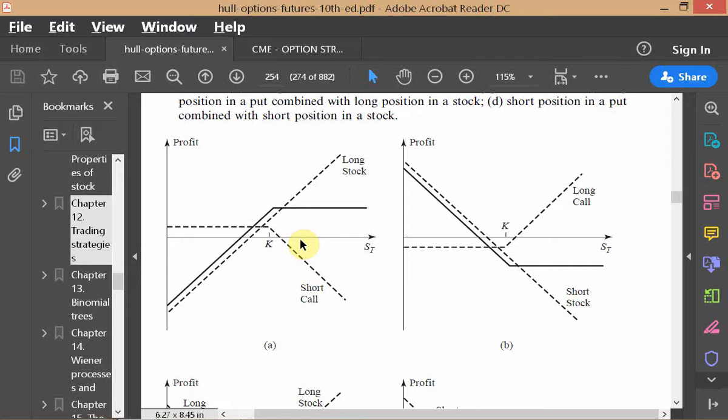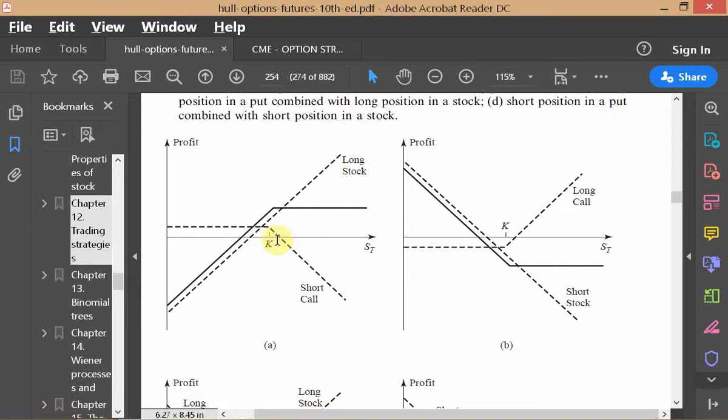So you are saying the graph should go like... No, now we are not talking about time value. These are expiration diagrams, so there is no time value left. Okay, we are talking about expiration diagrams. This is a scenario analysis at expiration, where K is the strike price.